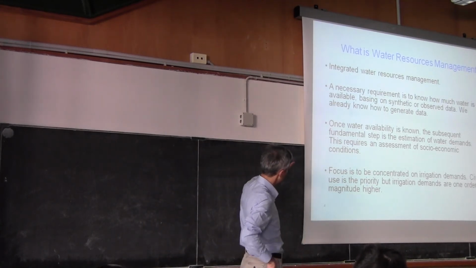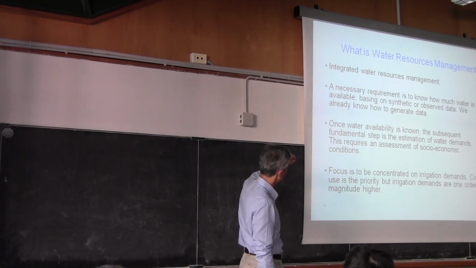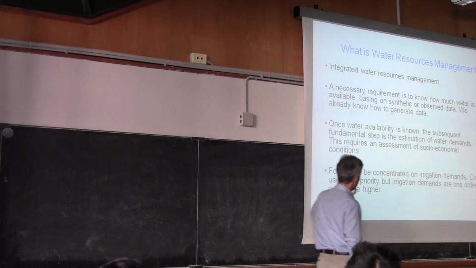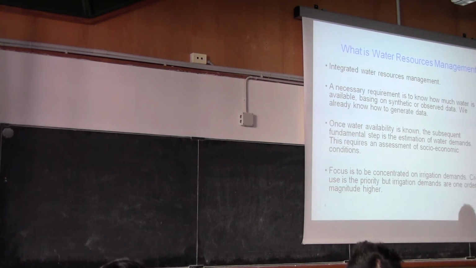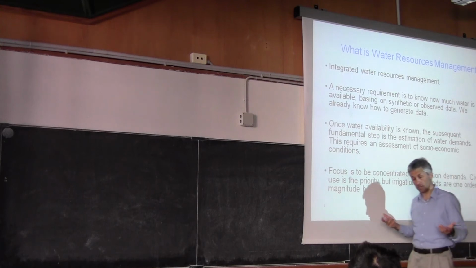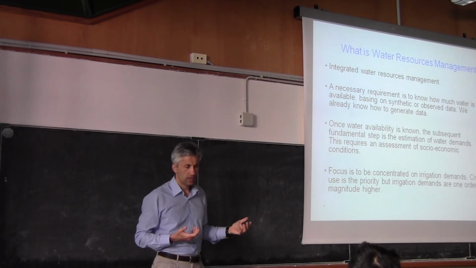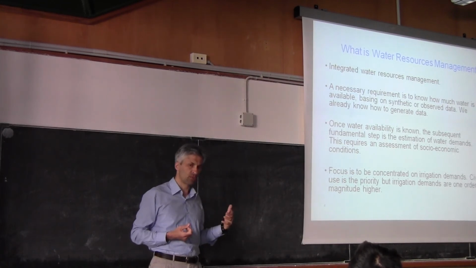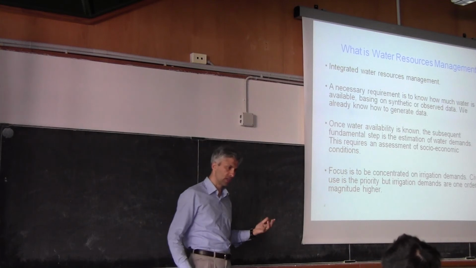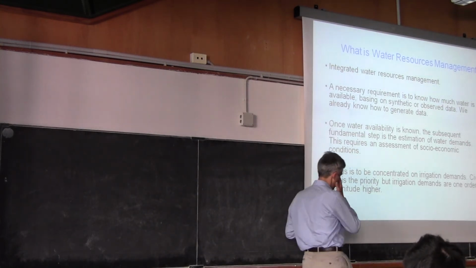And then, once water availability is known, the subsequent fundamental step is the estimation of water demands, which is basically an easier task with respect to the estimation of water resources availability. But still, this task requires an assessment of socio-economic conditions, and requires making some prediction on the future, requires getting some information on climate change, etc. So it's not a very easy task.